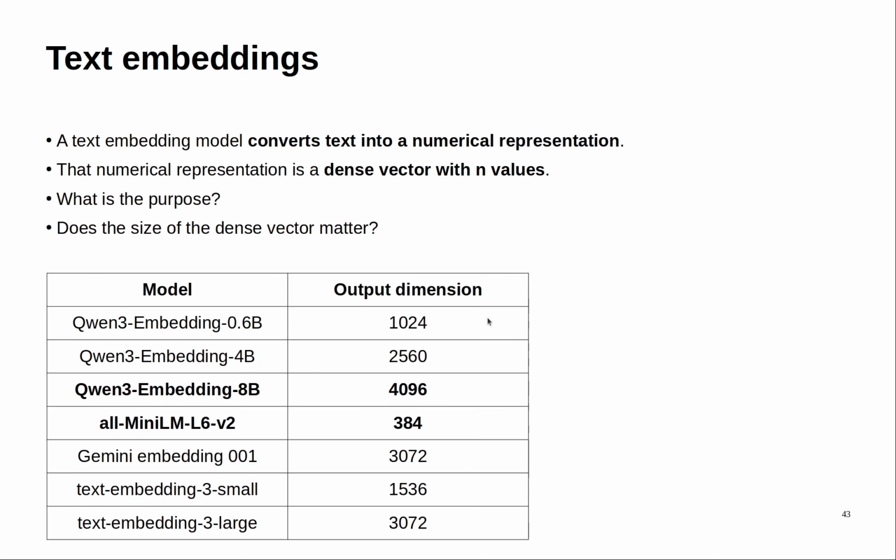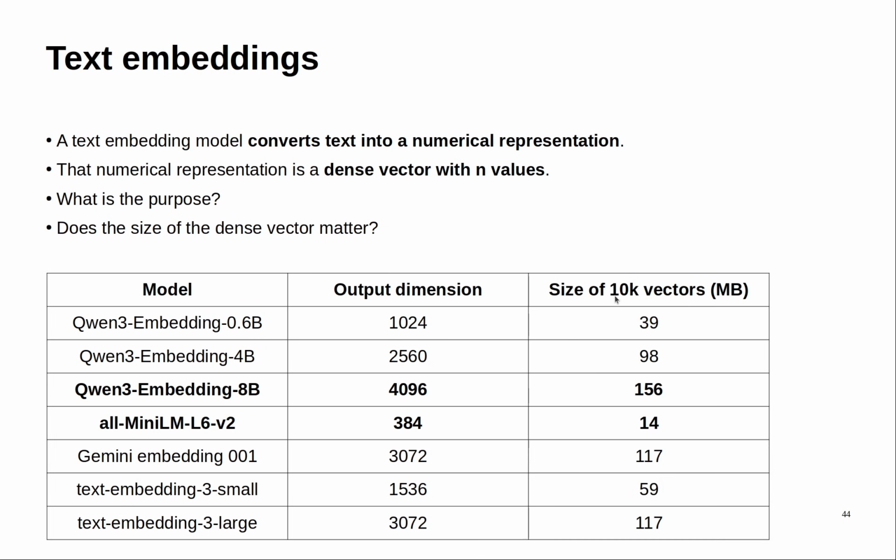values. Here are the models we will be using in this video. I highlighted the all-mini-LM model because it has the smallest embedding size, 384, and the Qwen3 embedding 8 billion model because it produces very large embedding vectors, and the size is 4096. The other models fall somewhere in between. In this list, we have open weight models and closed source models. Let's see how much space it takes to store 10,000 vectors in a vector database.